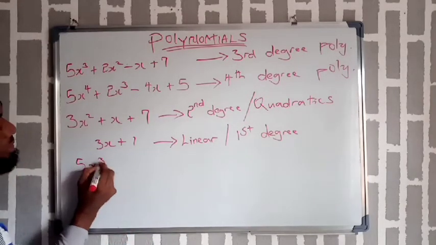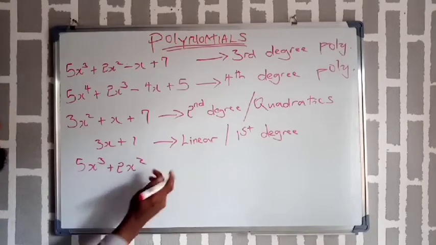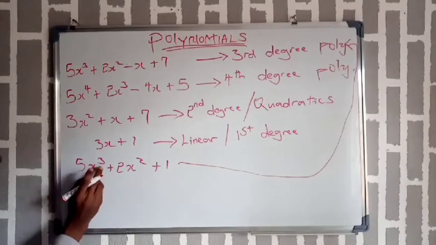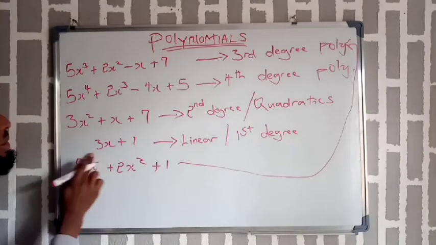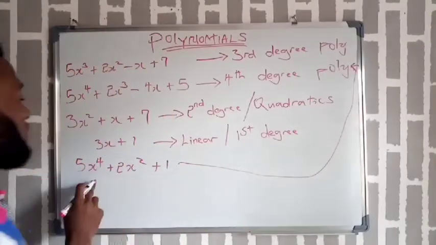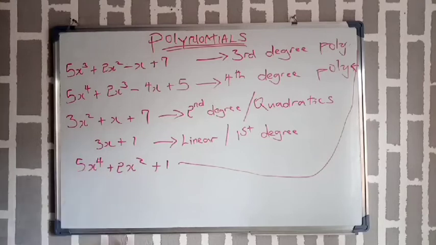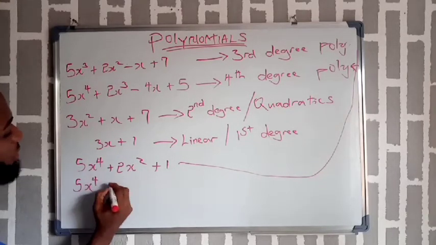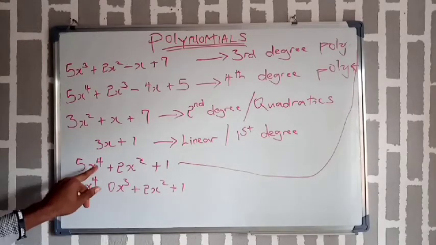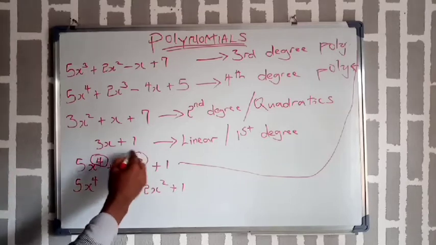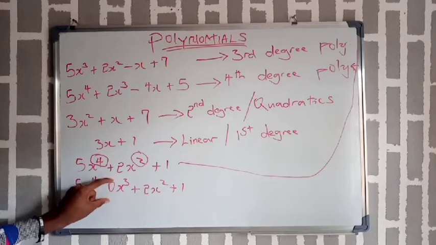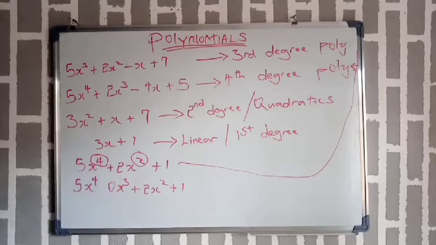And you might also see something like this: 5x to the power 4 plus 2x squared plus 1. This is a fourth degree polynomial. If you check well in these powers, you don't see one that's raised to the power 3. So you can rewrite it as 5x raised to the power 4, plus 0x raised to the power 3, plus 2x squared plus 1. That means when you see 4 and then 2, you don't see a power 3 following. It exists, but because it's 0, it's not written.